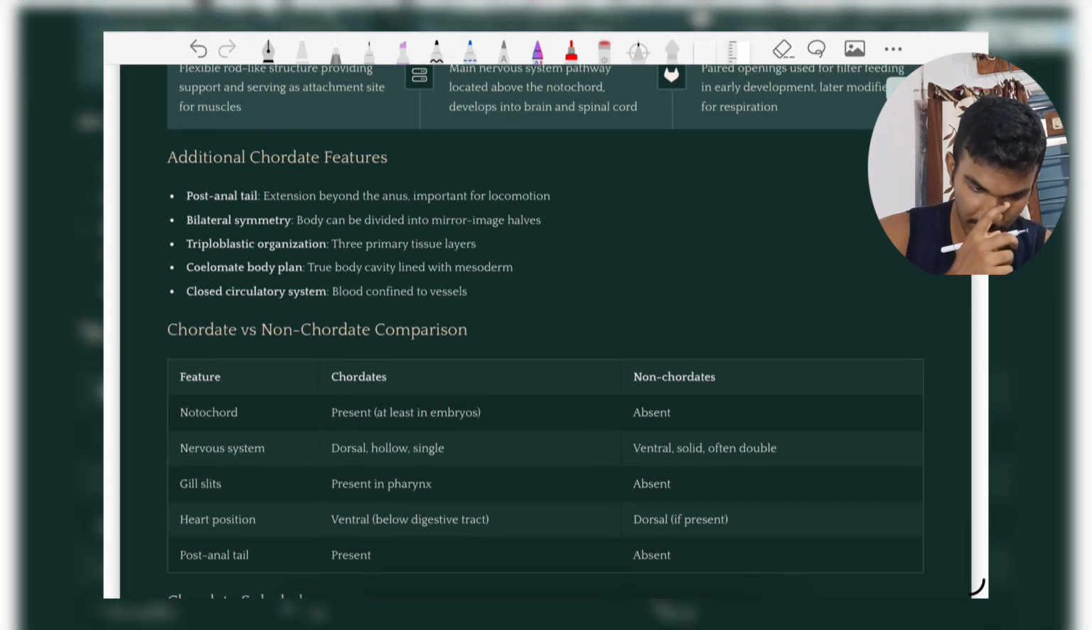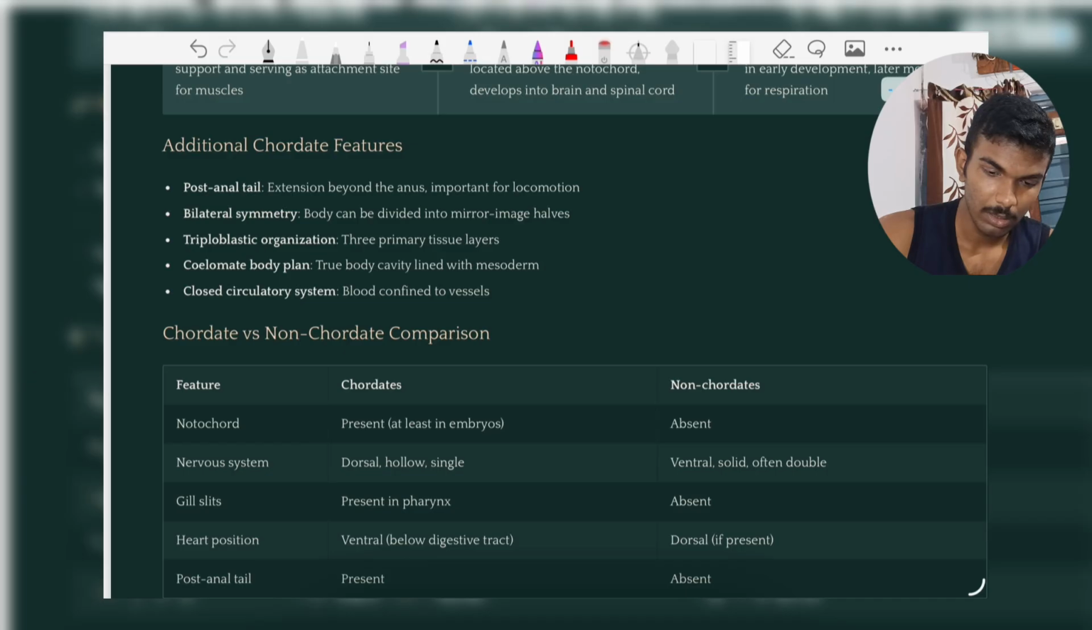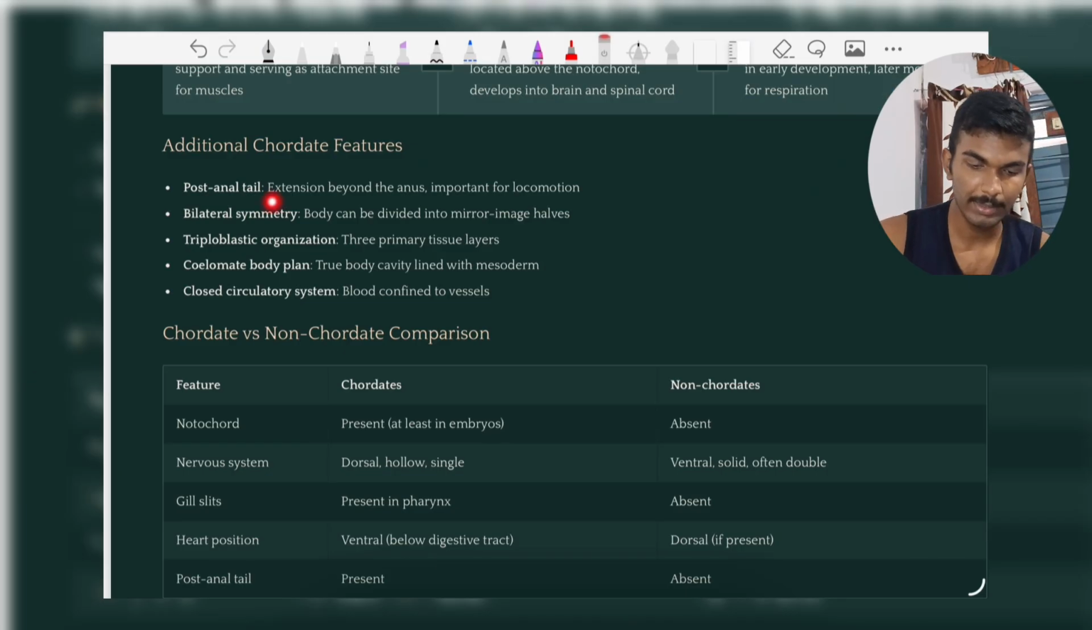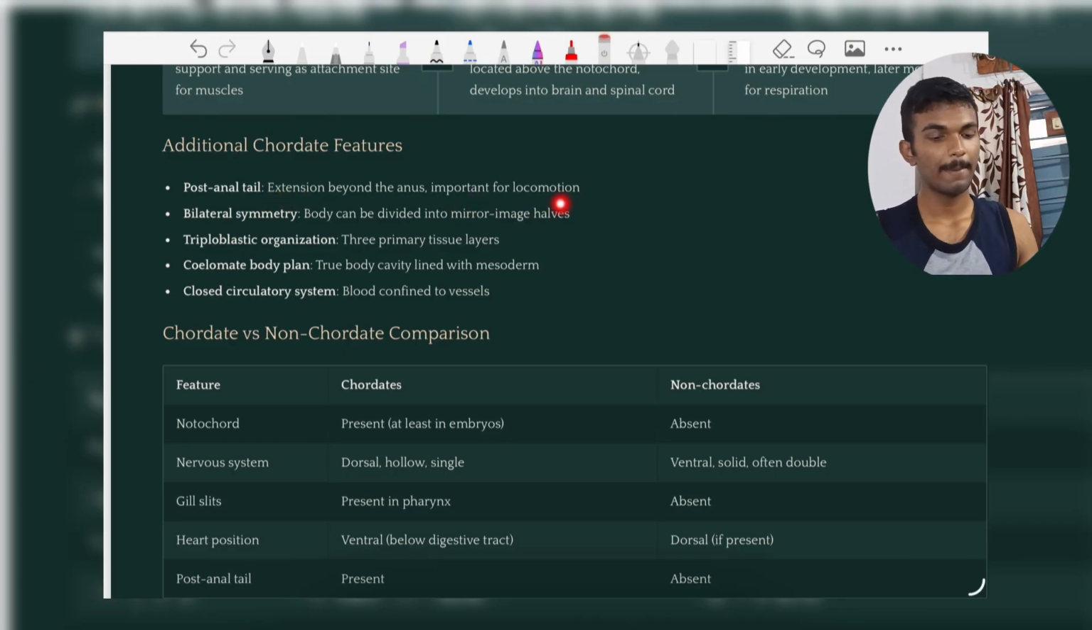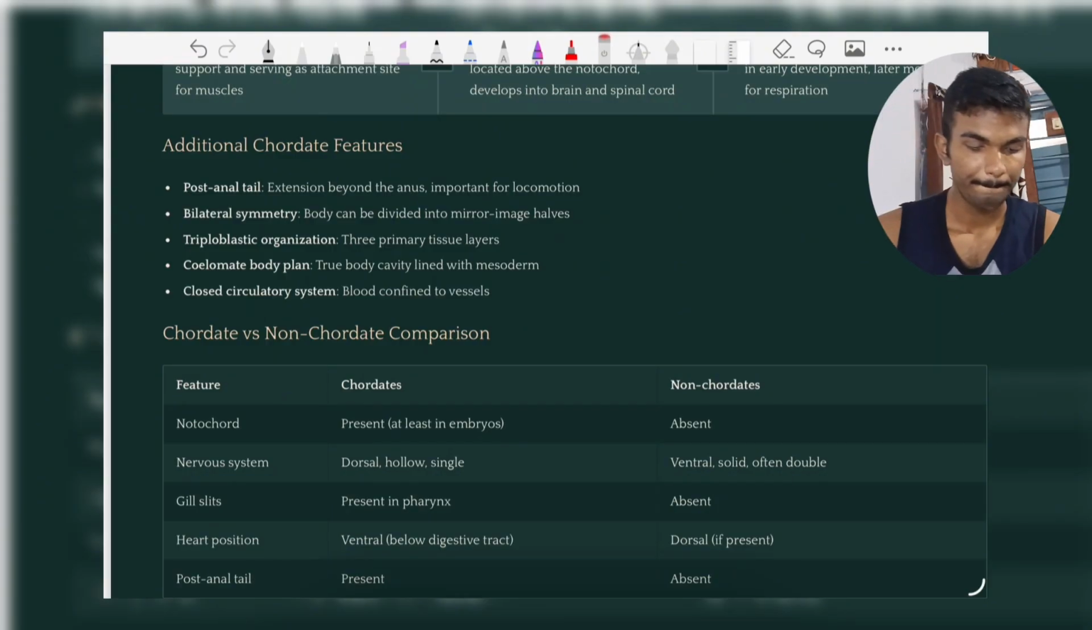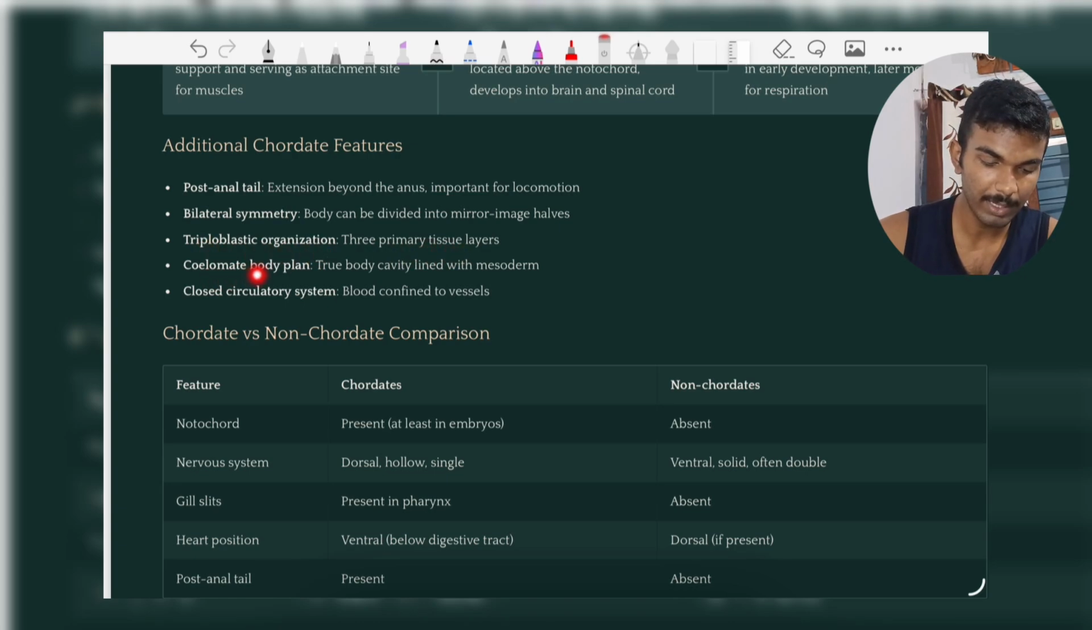Additional chordate features. Post-anal tail, beyond the anus, important for locomotion. Bilateral symmetry: the body can be divided into mirror image halves. Triploblastic organization: 3 primary tissue layers. Coelomate body plan: true body cavity lined with mesoderm. Closed circulatory system: blood confined to vessels.